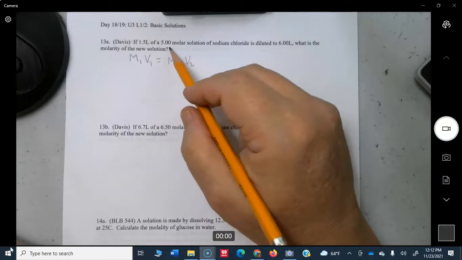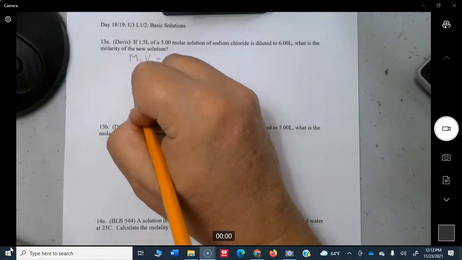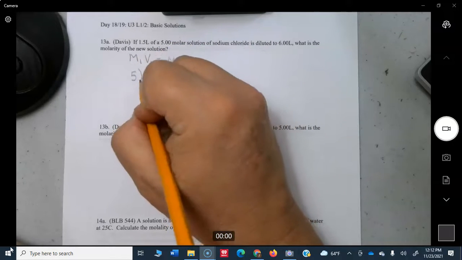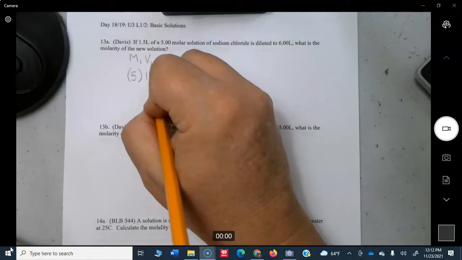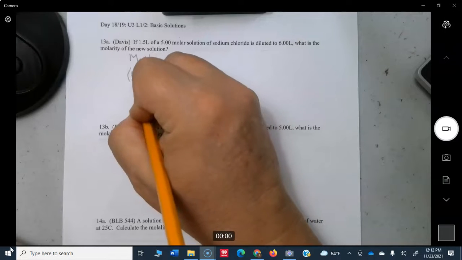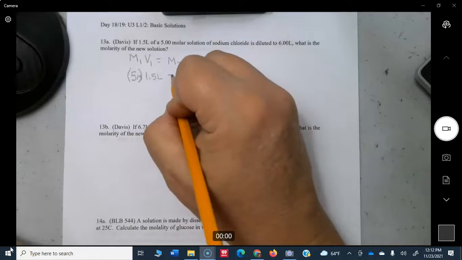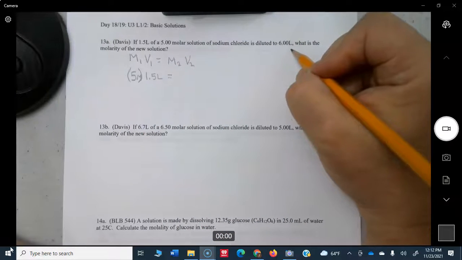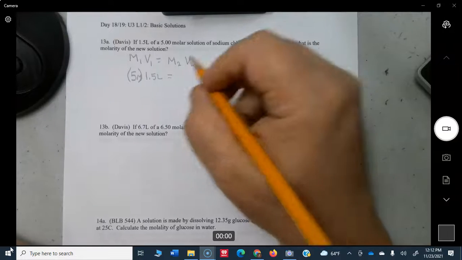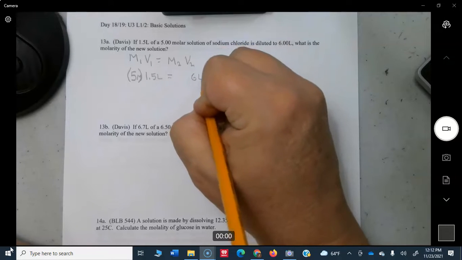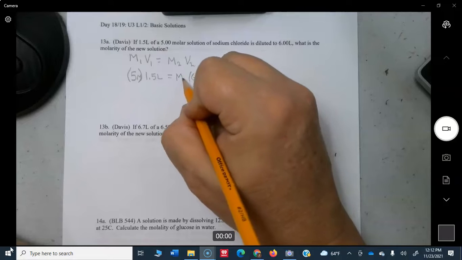So the beginning molarity is 5. I'll just write it directly below the numbers here. I'm going to omit the trailing zeros. The volume is 1.5 liters. I should write molar here. And that equals, it wants to be diluted to 6 liters, and it wants to know what's the molarity, M2. So that's what we're trying to figure out.